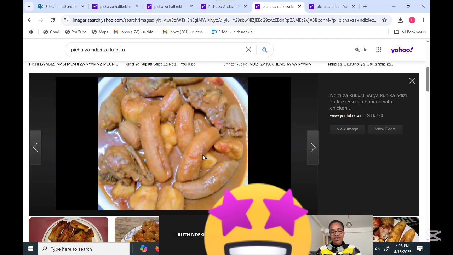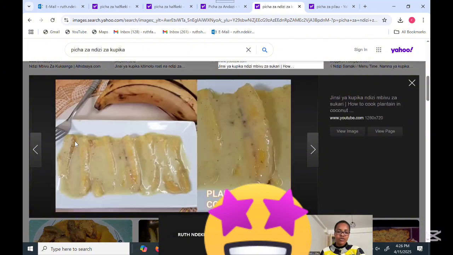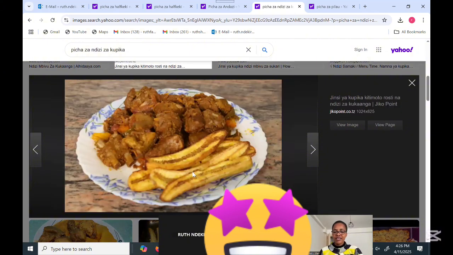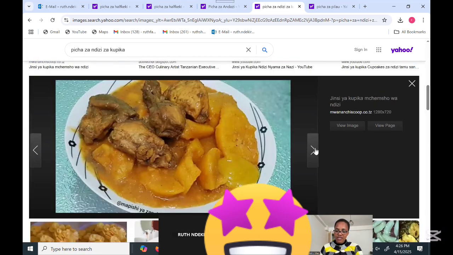So if you eat it here, it is very soft, and then the meat also is soft, and then you mix it with the soup like this. So it's what we call ndizi za nyama. Some people can fry it like this. This is fried, and this is the meat. I mean, stewed meat. Yeah, still ndizi za nyama. This is roasted, I think. No, fried. So they can also roast it.